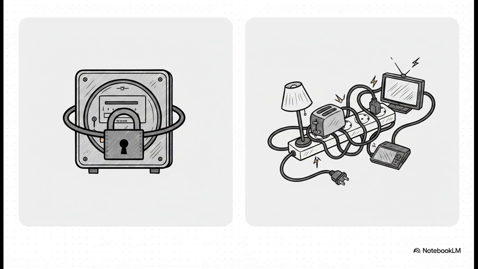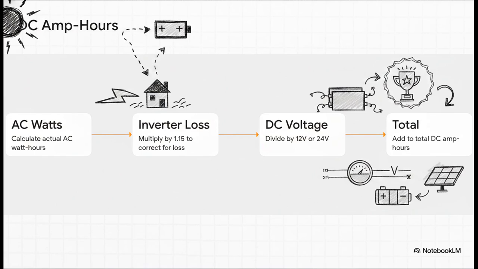No one wants that. When it's time to actually size a system, you're going to follow a few exact steps to break down a client's utility bill. First, calculate the actual AC watt hours the site uses. Then, and this is super important, multiply that by 1.15. That accounts for the energy loss during the inverter's conversion process.